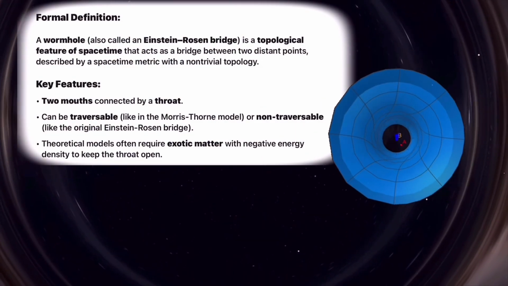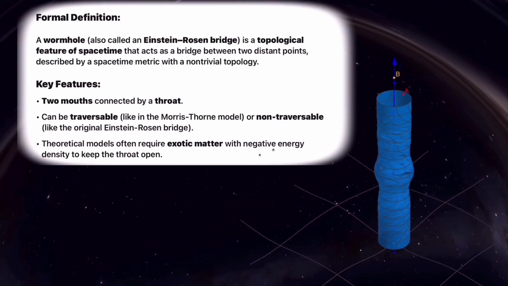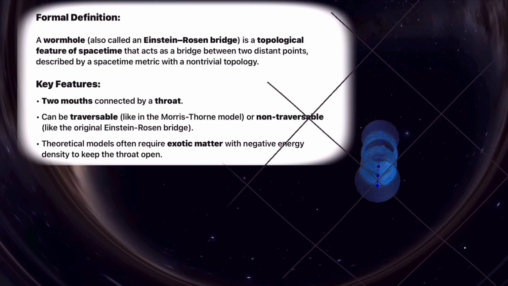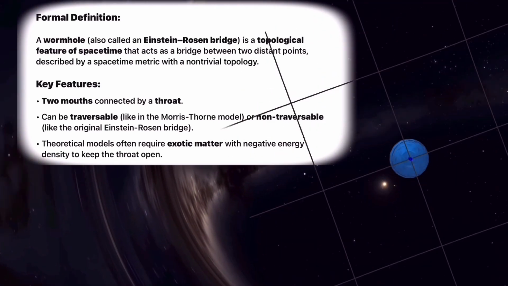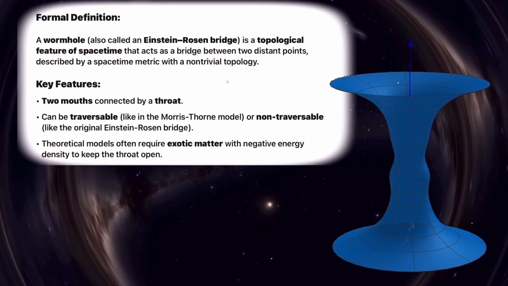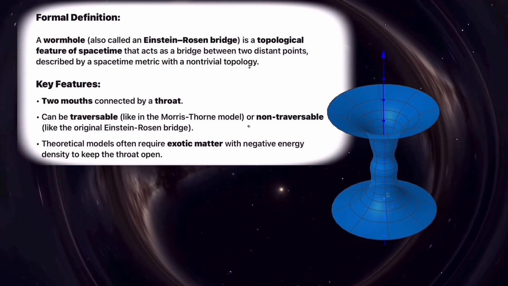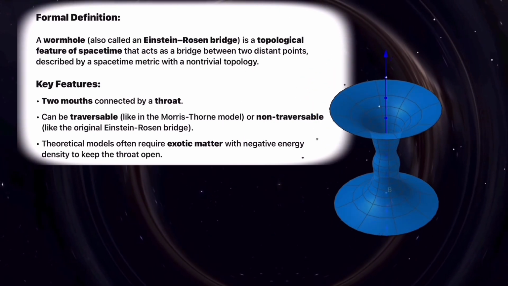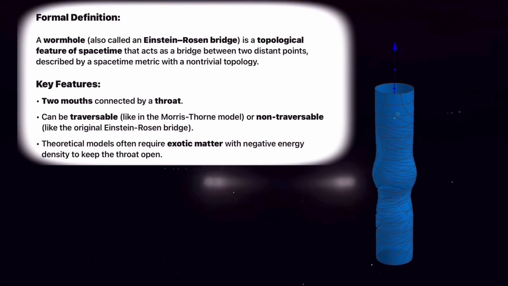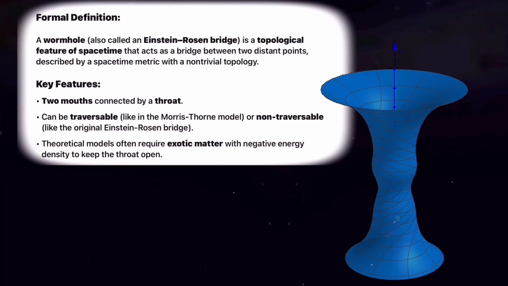The formal definition: a wormhole, also known as an Einstein-Rosen bridge, is a topological feature of spacetime that acts as a bridge between two distant points, described by a spacetime metric with a non-trivial topology. Key features are two mouths connected by a throat. It can be a traversable Morris-Thorne model or a non-traversable Einstein-Rosen bridge.